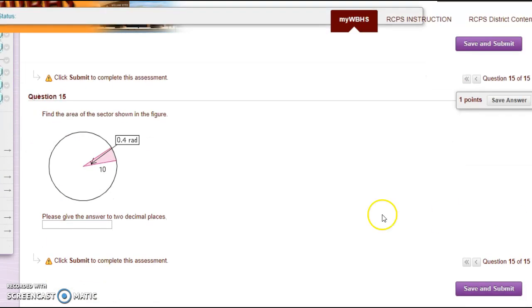And lastly, area of a sector. This is what I was talking about. If this is 0.4 radians, convert that to degrees first. So you're going to take 0.4 times 180 over pi. Get that angle, and your area of a sector formula is pi r squared times degrees out of 360. So you need to have those formulas memorized and just know how to use the unit circle, okay?